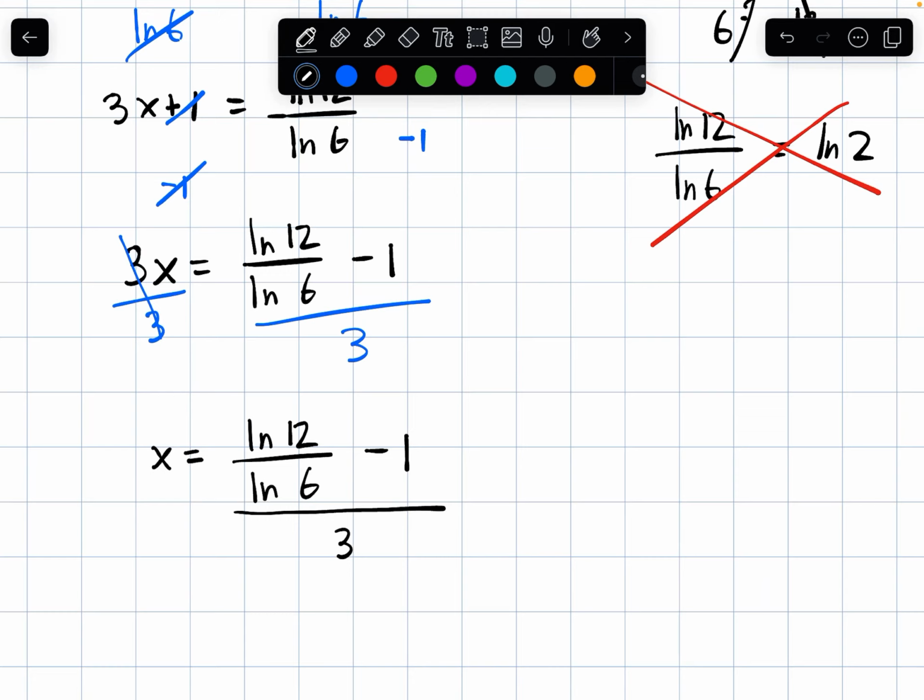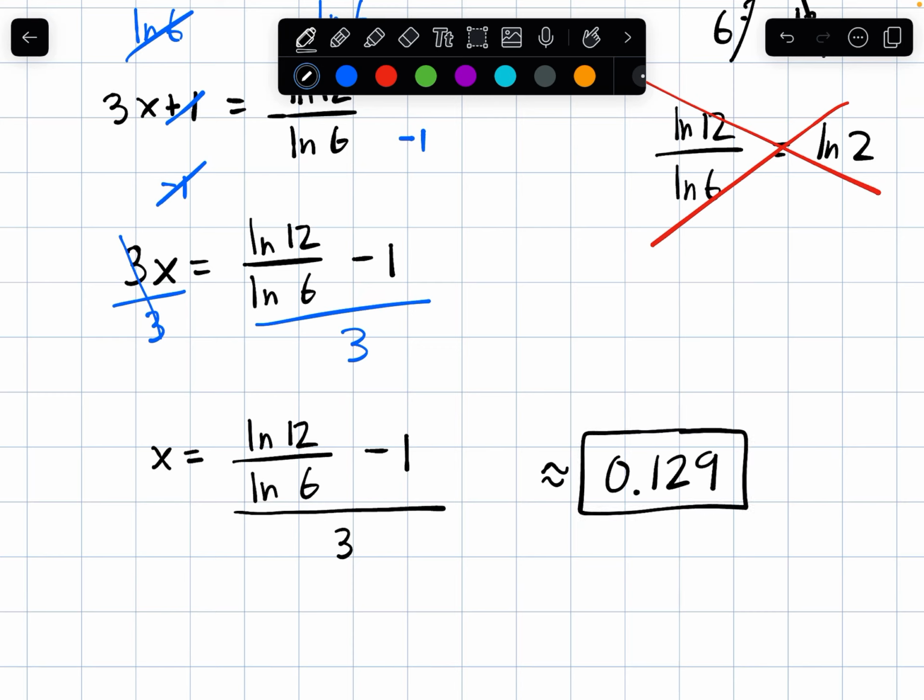If you're wondering how to do this on your calculator, my advice would be to first type in ln of 12, and divide that by the ln of 6. That should give you about 1.386. Now you're just going to subtract 1 from that. So hit the minus 1, hit enter, and then all of that numerator, which is about 0.386 or so, you're now going to divide by 3 and hit enter. This should be approximately, rounding to the nearest thousandth, so 3 decimal places, about 0.129. So you should get this value here.